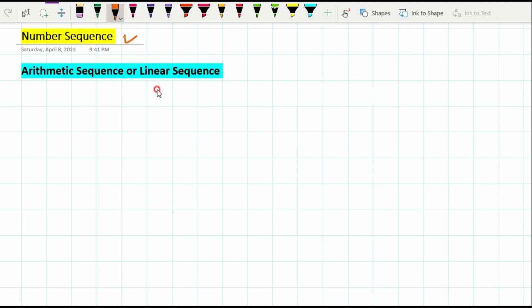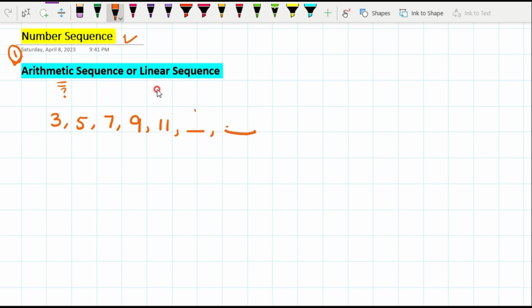In today's lesson, we will talk about number sequences. As you know, there are many types of number sequences, like arithmetic, linear, quadratic, and exponential, and many more. But in today's lesson, we will talk about arithmetic sequence first. So, what is meant by arithmetic sequence? Let's take an example: 3, 5, 7, 9, and 11.